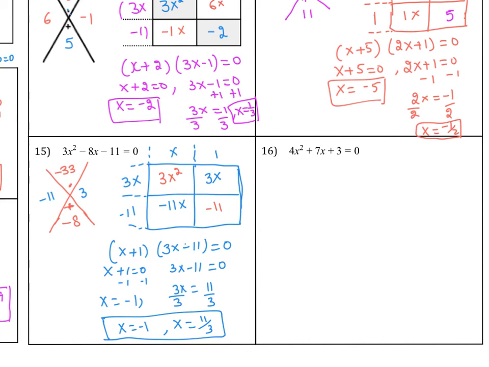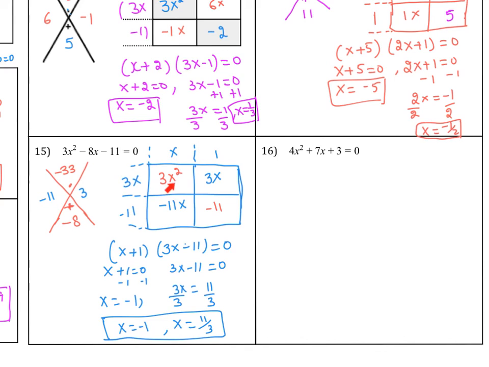For number 15, you're going to make a cross. On the top you get the multiplication, so it's 3 times negative 11, that is negative 33. On the bottom you get the middle one, so it's going to be negative 8. Two numbers that multiply to be negative 33 and add to be negative 8 are negative 11 and 3. So now you're going to fill the box.